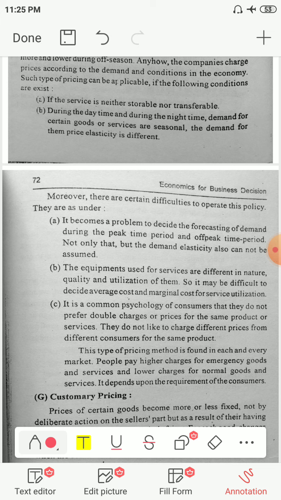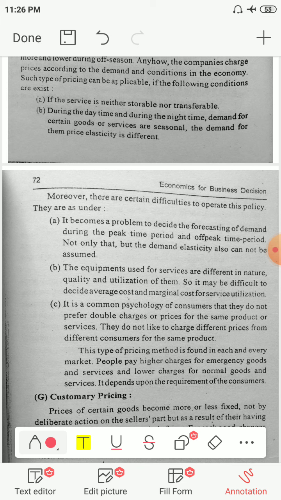The service is neither storable nor transferable. See, it can be applied only to services because a service is an intangible product. It cannot be applied to any product. See why I have not given you the example of an umbrella. An umbrella is also a product which has a high season and an off season. It has a peak period and an off-peak period. But the difference in demand can be managed by warehouse facilities. We can produce in the off-peak period, store it, and sell it in the peak period.